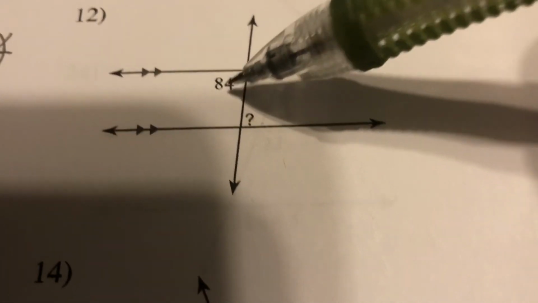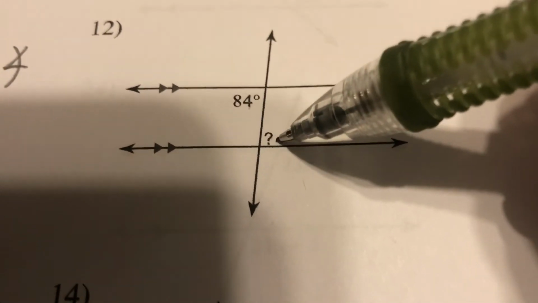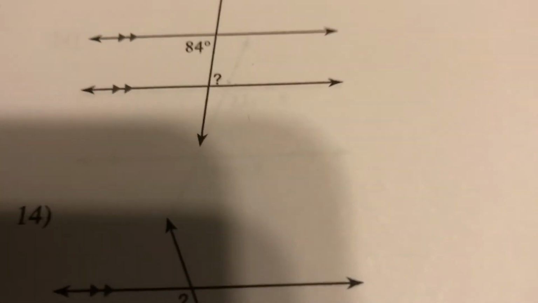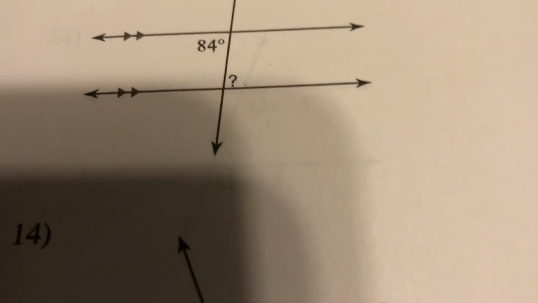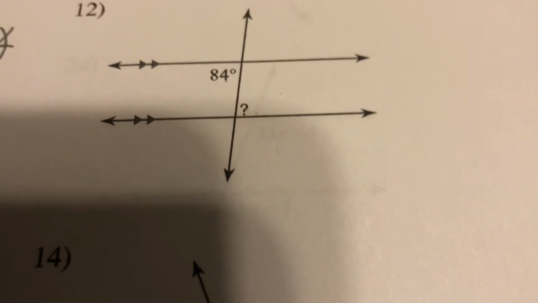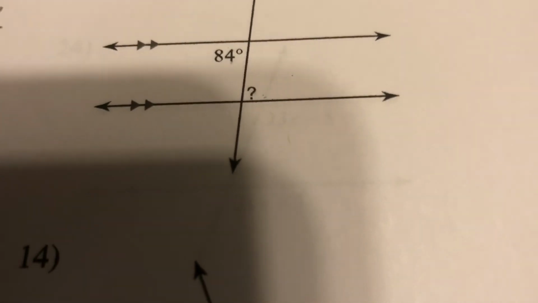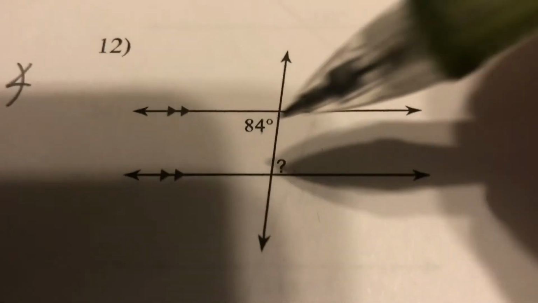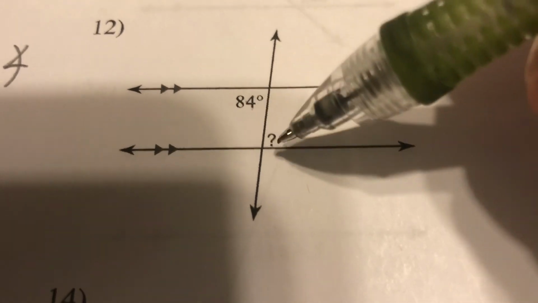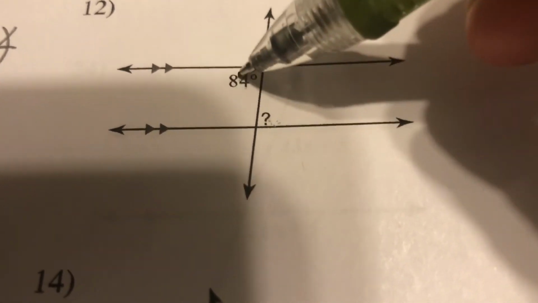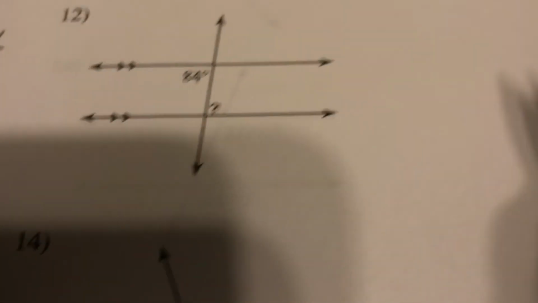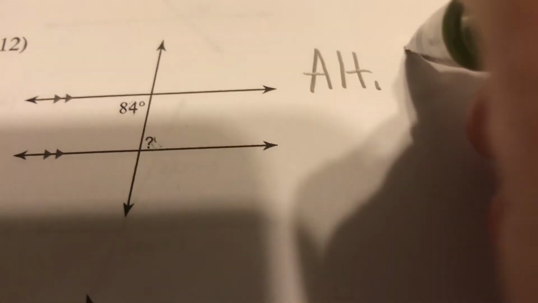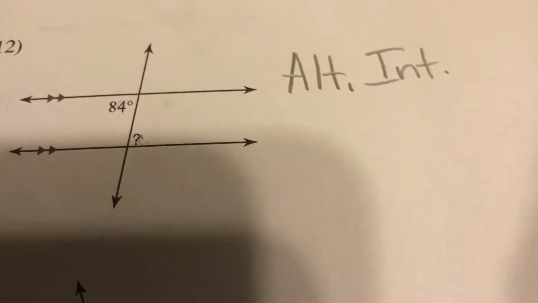One measures 84 degrees. We're looking for the measurement of this angle. We can see that they're inside my parallel lines, so they are interior or inside, like if you were going to paint your bedroom, that you use that interior paint. They're on opposite sides of your transversal, so that makes them alternate. So this pair is alternate interior angles.